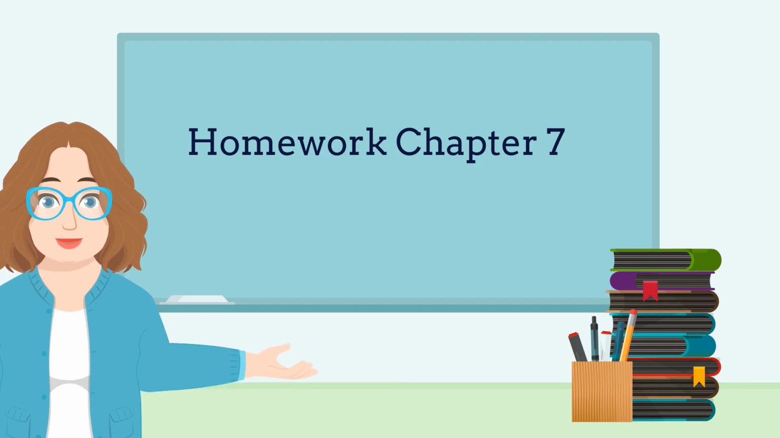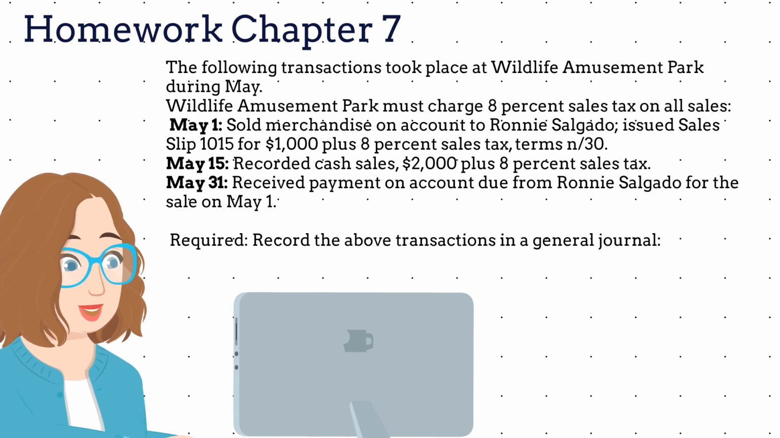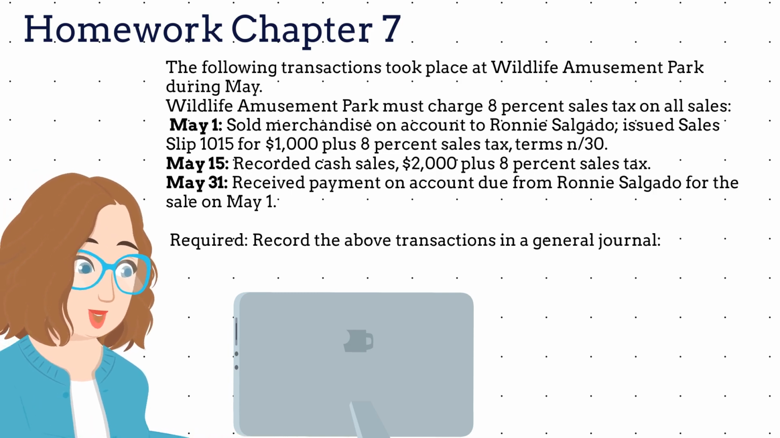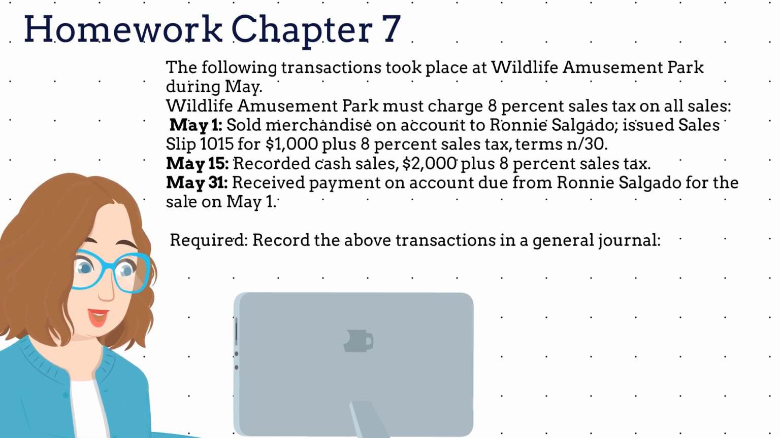Hello. Let's talk about Chapter 7 homework. Let's take a look at the first transaction. The following transactions took place during May. Wildlife Amusement Park must charge 8% sales tax on all sales.